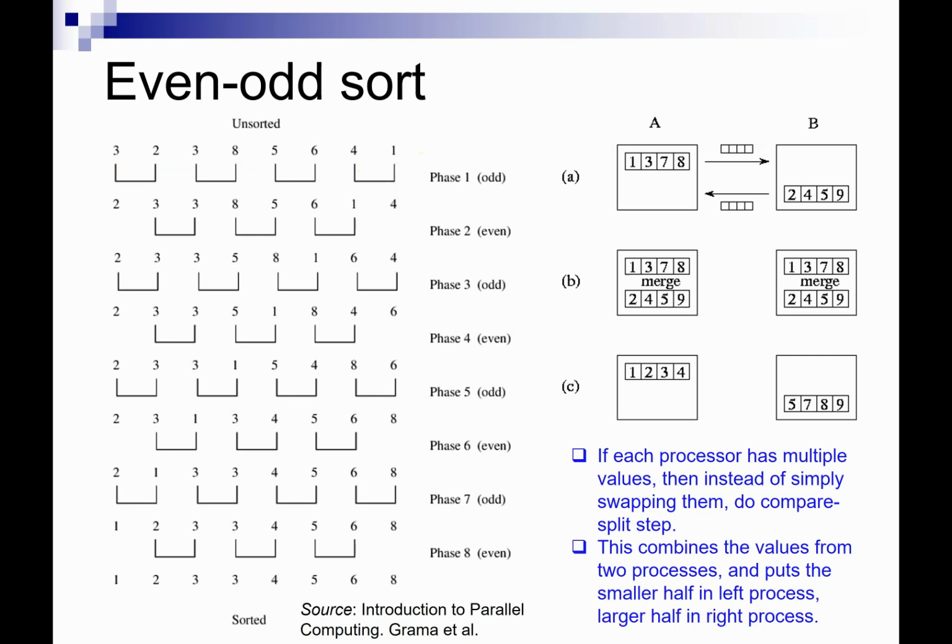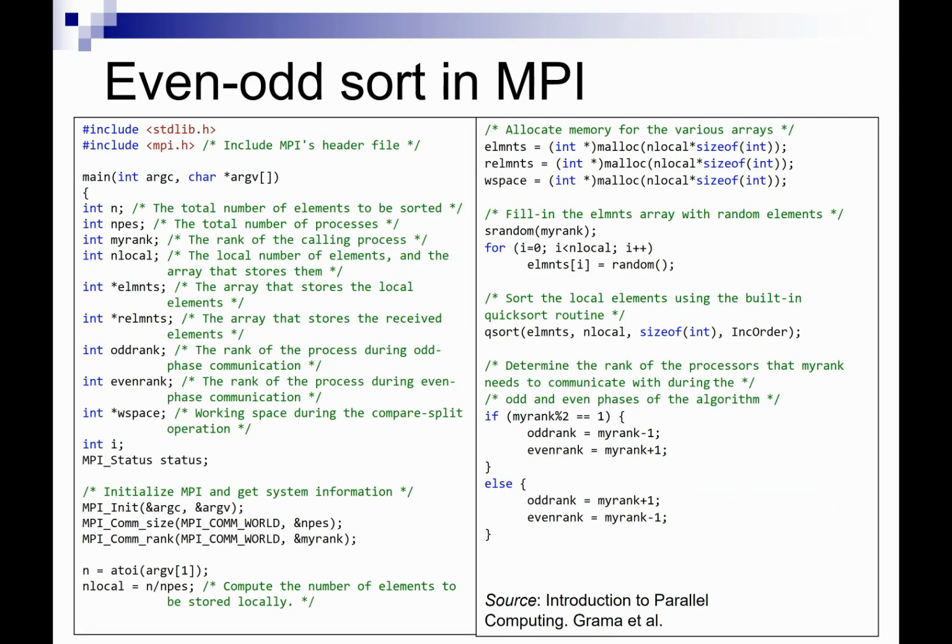So we're going to try to write this algorithm in MPI. This code looks a bit complicated, but it's actually doing some pretty simple things. We have a bunch of variables here, and I'm not going to talk too much about them until we get to them. We have things like elements or received elements and so on. I'll talk about these as we get to them.